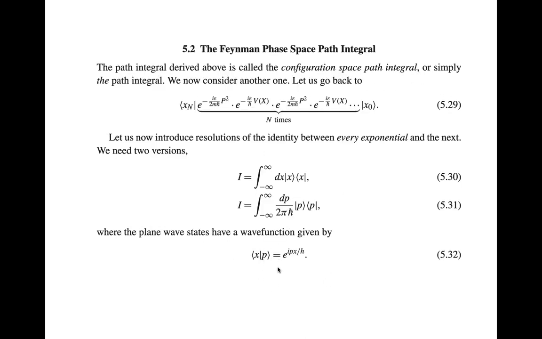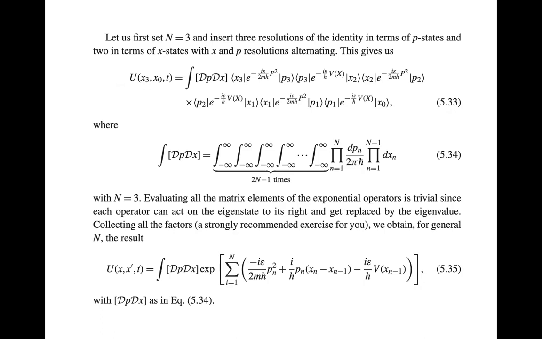So this is nothing but a plane wave. This is the eigenstate of momentum, and if you write down its wave function, it's just a plane wave whose momentum is a fixed number, p, right? This is a plane wave function. So let's first consider the case of three time intervals, N equals 3.